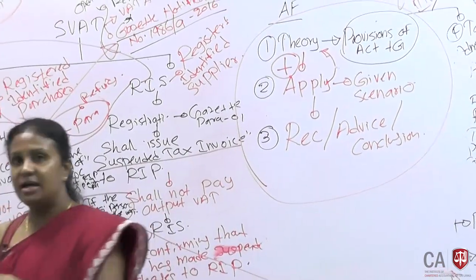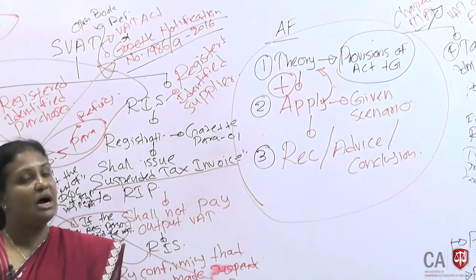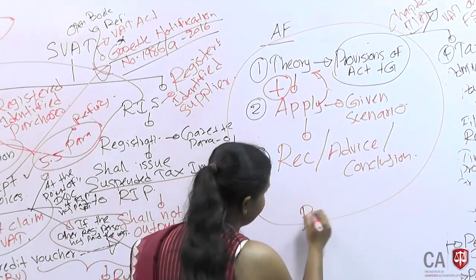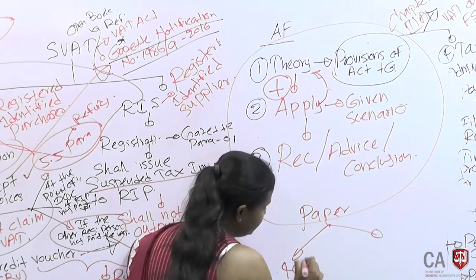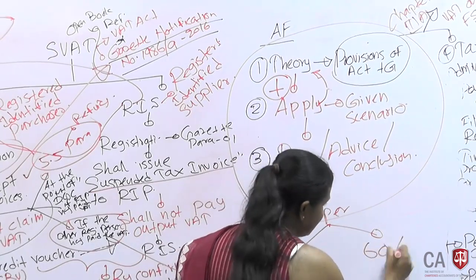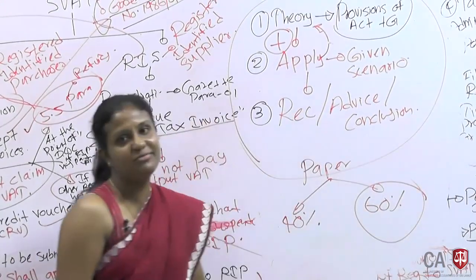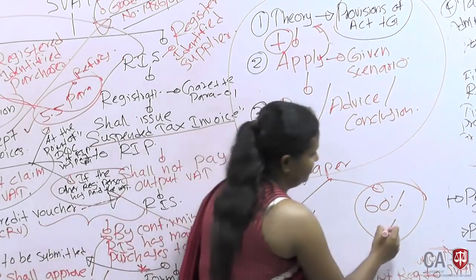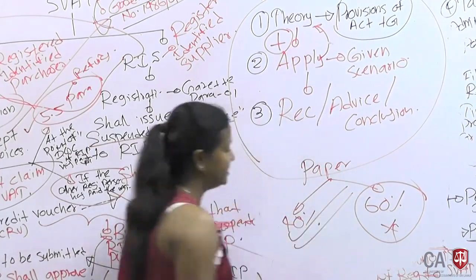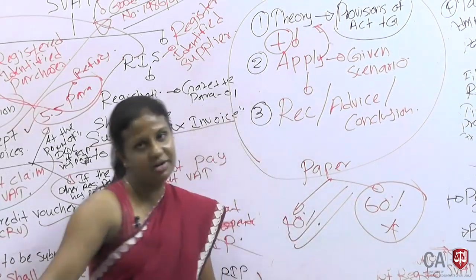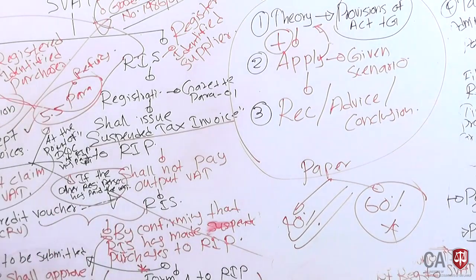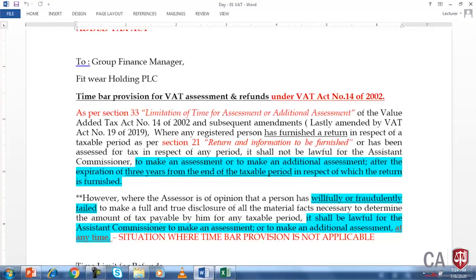Now come to this theoretical part plus narrative. I have explained that in your paper, whether you like it or not, mostly 40% is for calculation and 60% is for writing. You all don't like it, but there is nothing to do; the 60% you have to write. How are we going to write? We will see this.